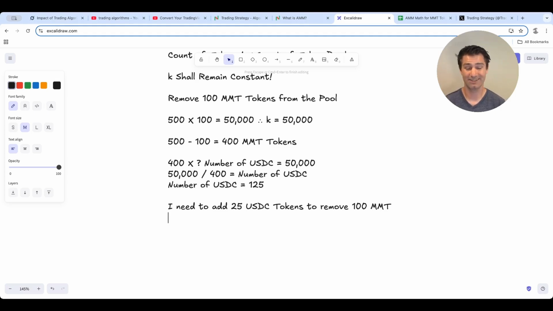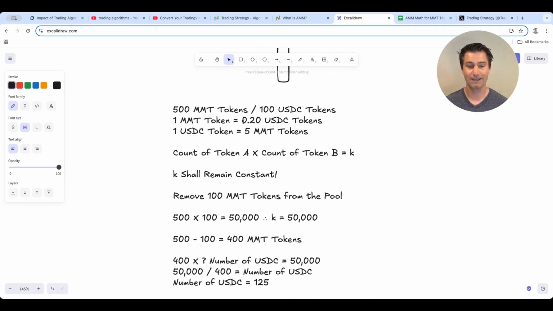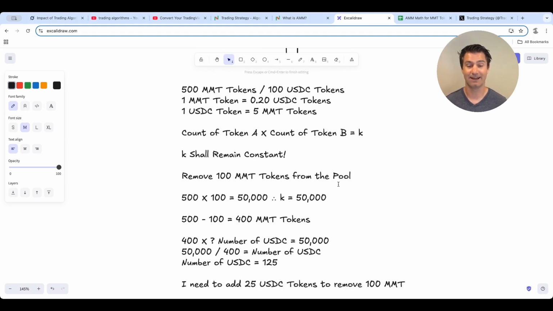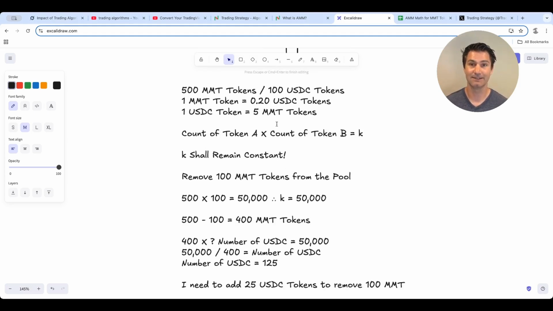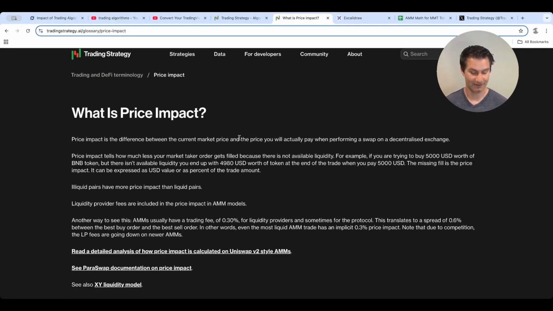Okay, so what does that mean? Wow, 25 USDC tokens. That's interesting. I thought it was 20 cents. That would be $20 for 100. What happened? Actually, because of the way this model works, it's not 20 cents. It's 25 to pull 100 out. And it's dynamic based on how much you want to pull out. And this is called the price impact.